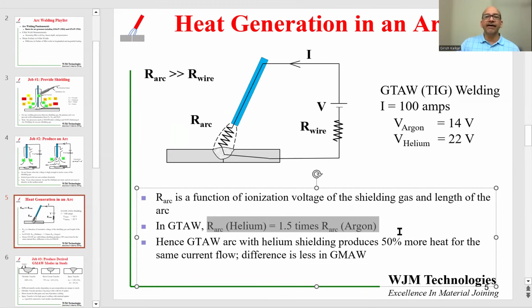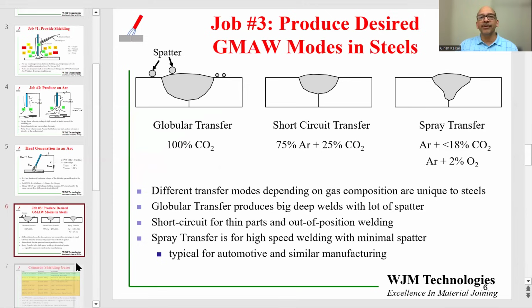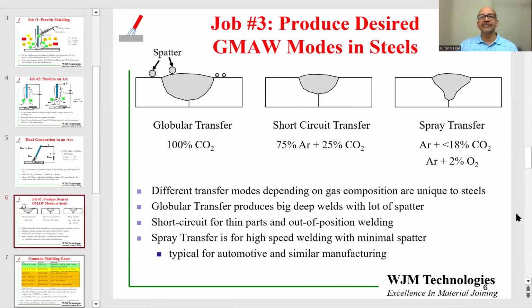Now, keep in mind that argon and helium are not the only choices. There are situations where we also use reactive gases, and that takes us to job number 3 of the shielding gas. So the third job of the shielding gas is to produce a desired mode of welding, especially in steels. Now, this following discussion on this slide is valid only for steels.